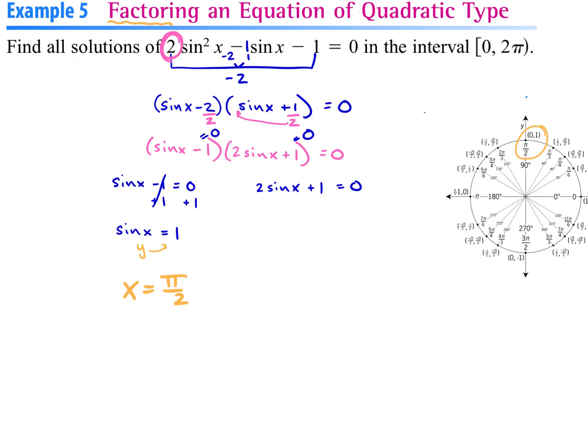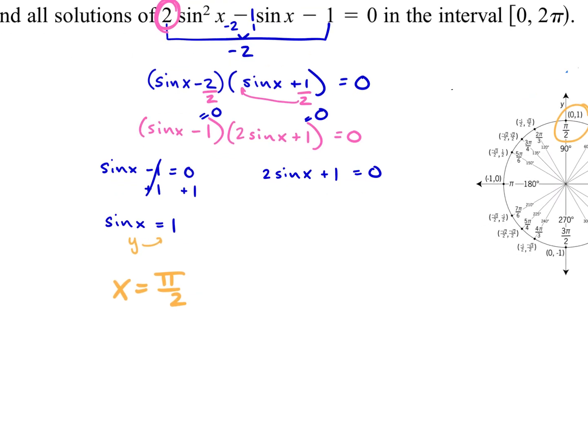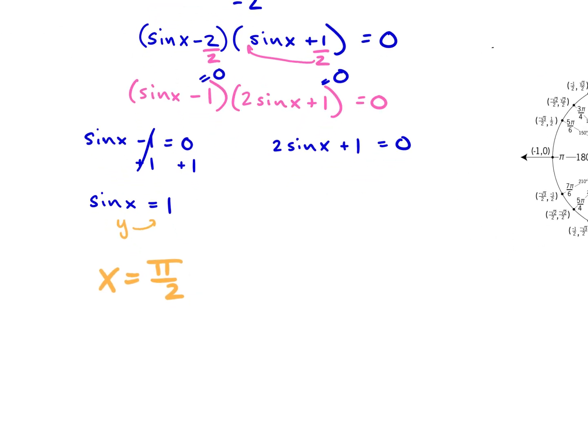Let's do the same thing with our second equation now. How would we isolate sine in the second equation? Subtract 1. So 2 sine of x equals negative 1. Then what? Divide by 2. So sine of x equals negative 1/2. Now we want to see where on our unit circle, we said sine is our y value, where is our y negative 1/2?